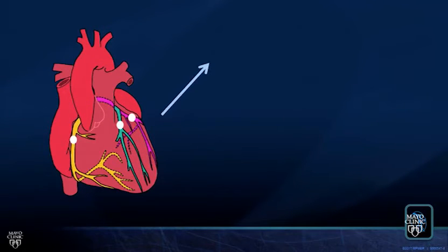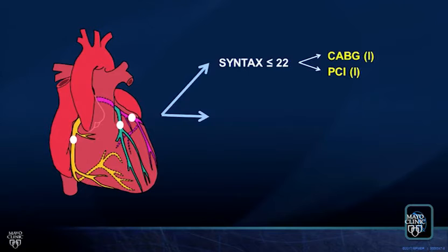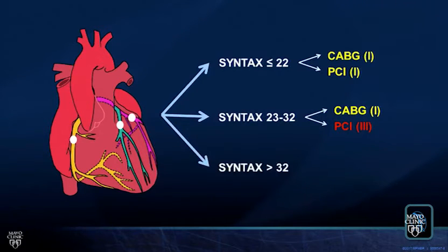With triple vessel disease, we can take a similar approach. And again, really it's only with a very low SYNTAX score where you can consider both CABG and PCI. In the other settings, really we'd want to go ahead with a surgical complete revascularization strategy.